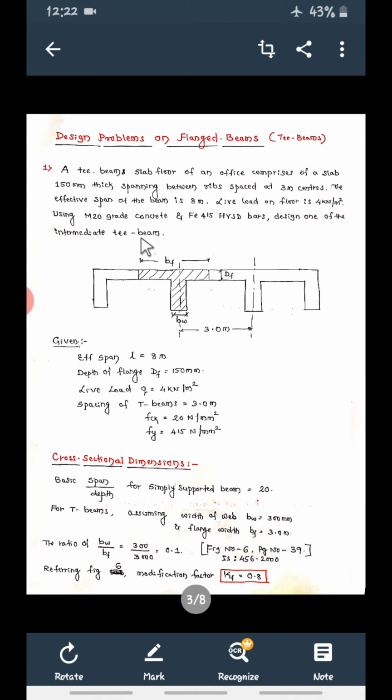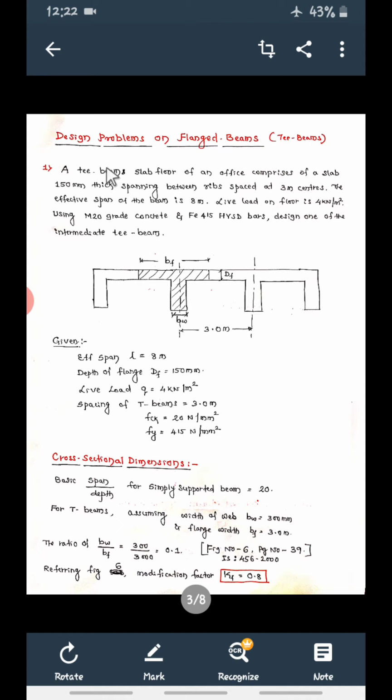Now there are a number of beams here. So this is the office building. Over the building top, slab will be provided, and this slab is resting on a number of beams. So this beam and this beam are T-beams, and these two beams are L beams. But what they asked is to design a T-beam, any one, either this beam or this beam you are going to design as a T-beam.